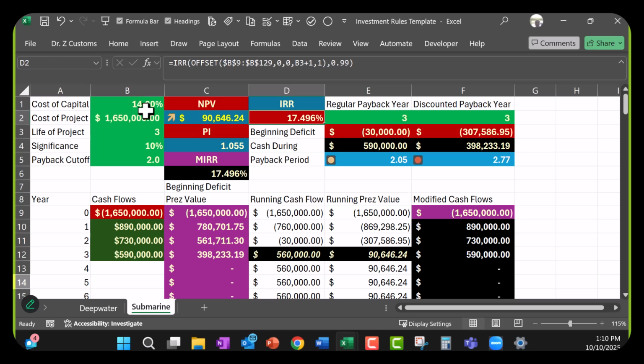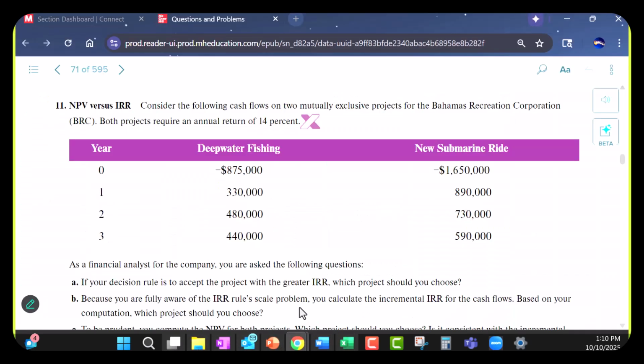Obviously, we always check that the higher IRR is actually greater than the cost of capital. Because just because a project has a higher IRR does not necessarily mean that we like that. It has to be acceptable by itself. Okay, next question asks, because you are fully aware of the IRR rule scale problem, if you look at this, I mean, the submarine project is almost twice as big, right? But the IRR does not know anything about the scale of the problem.